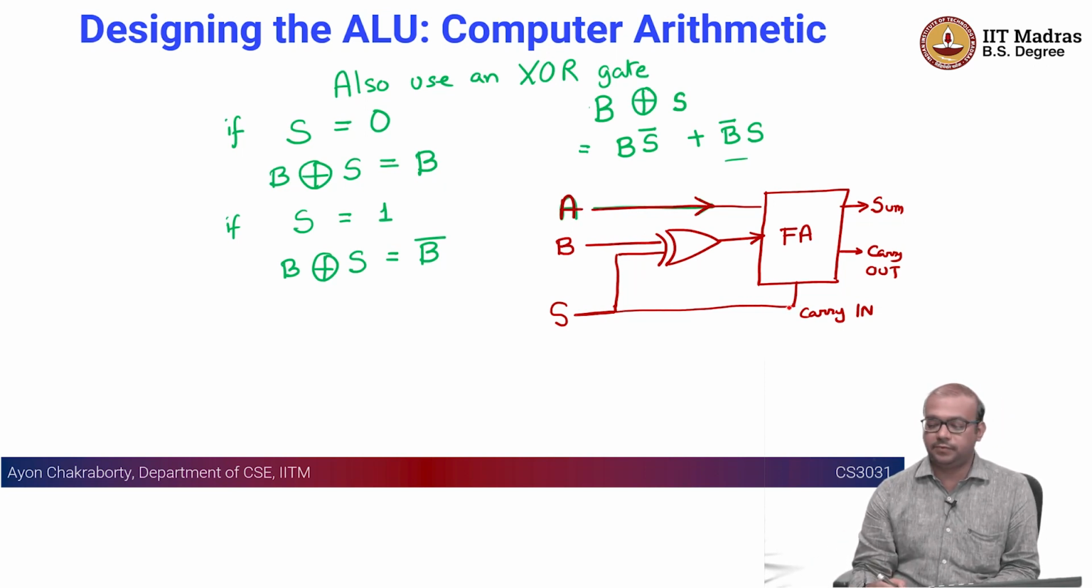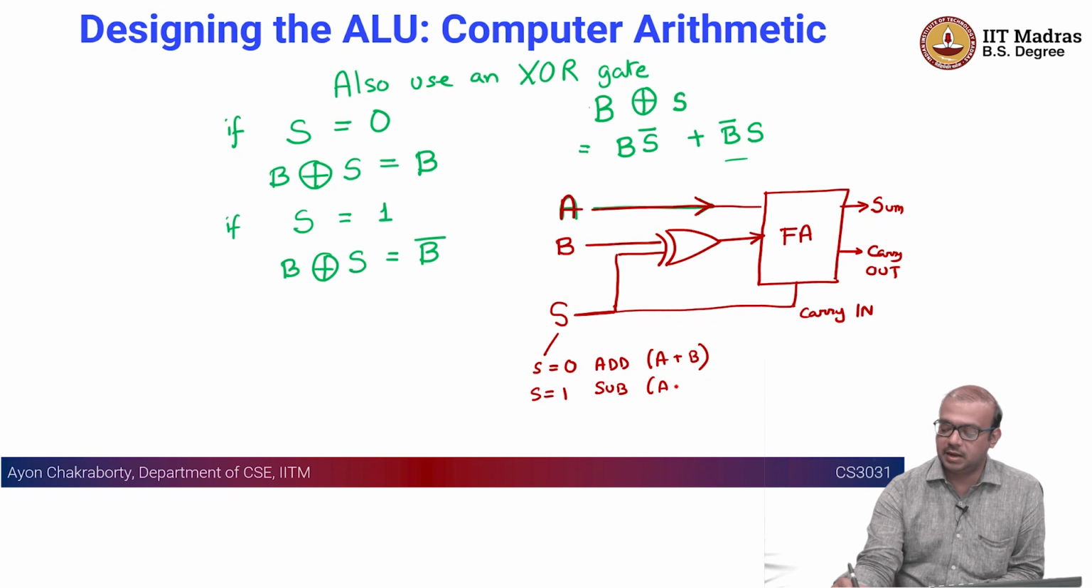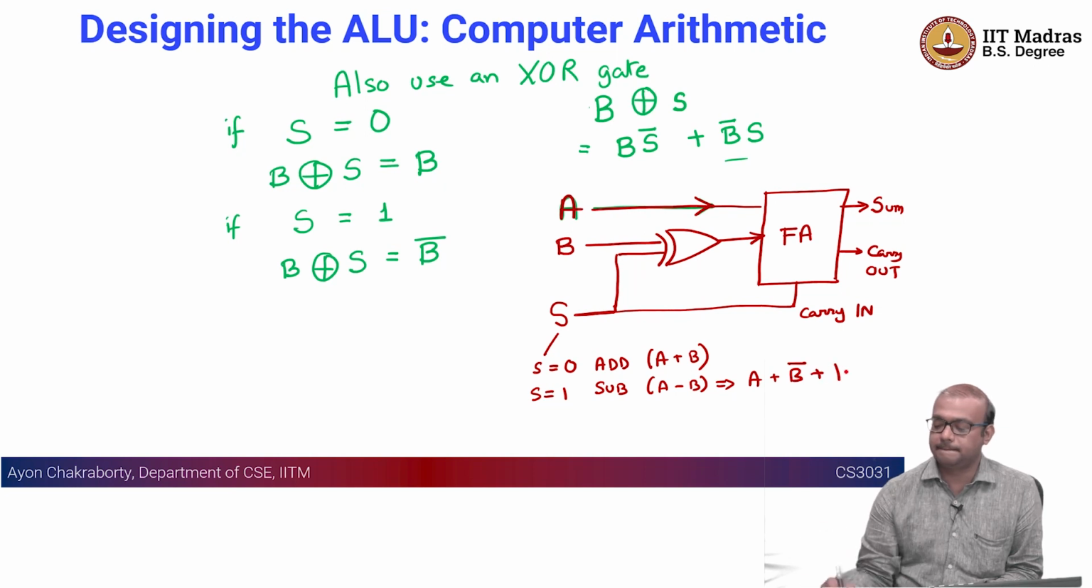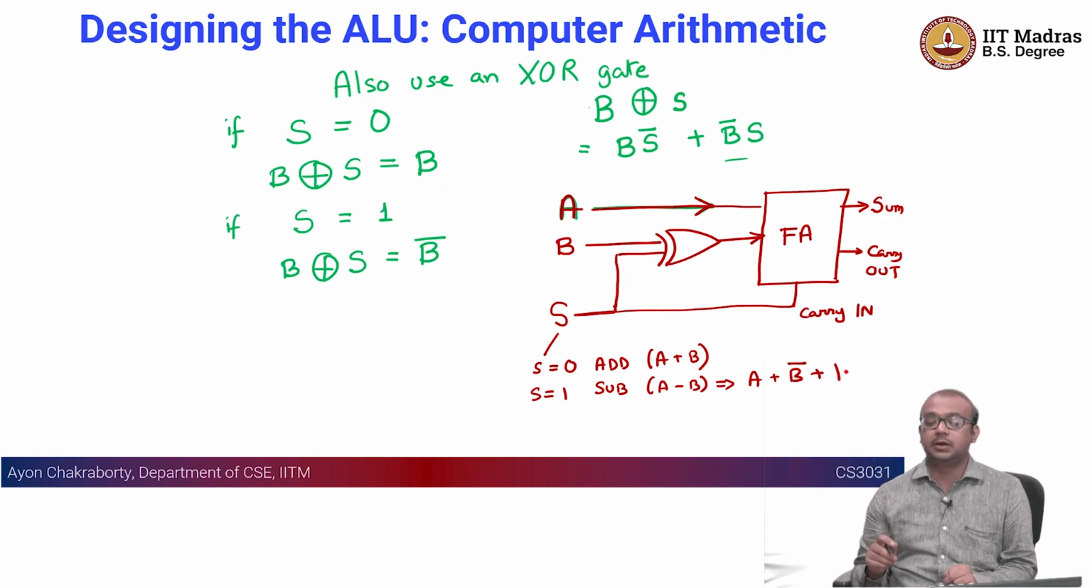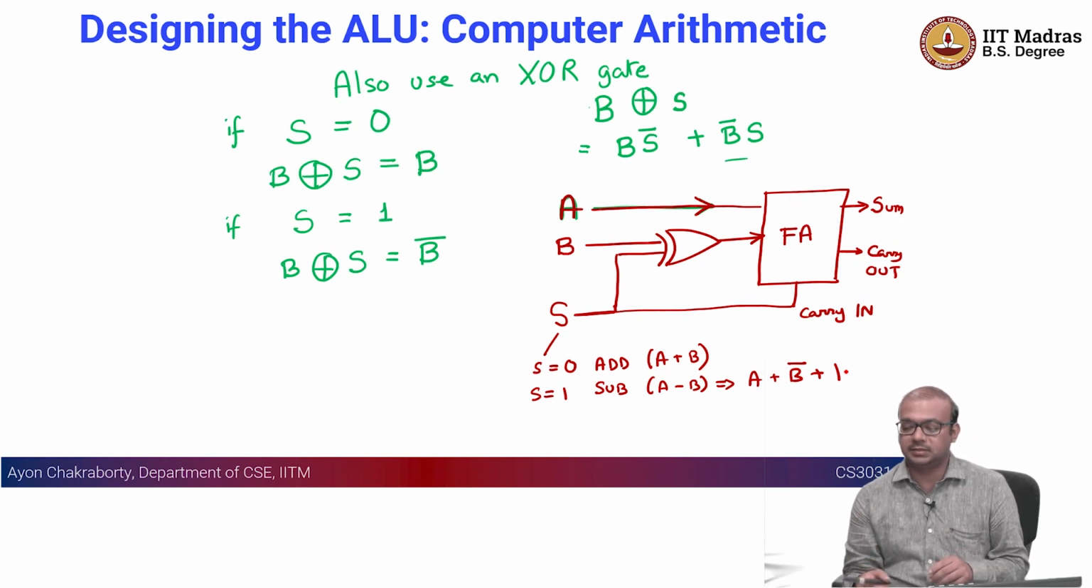If you do this circuit, if S is equal to 0, this is an addition operation, this is going to do A plus B. If S is equal to 1, this is going to be a subtraction operation, this is A minus B, but what really gets done is A plus B complement plus 1. Note that the answer is going to be available in the 2's complement format. This is very important. We will show you some more examples.